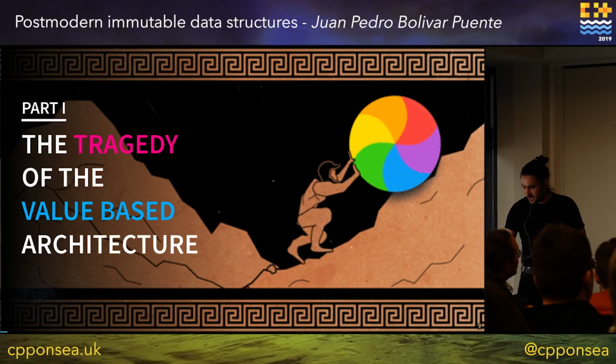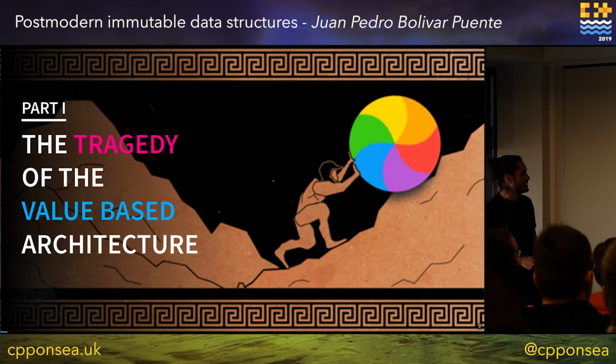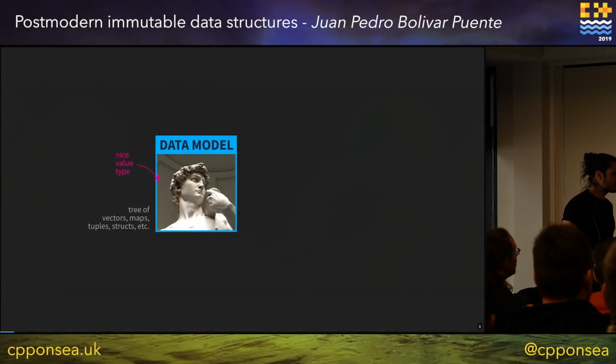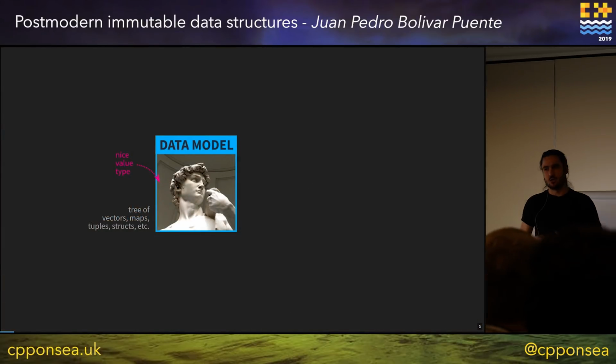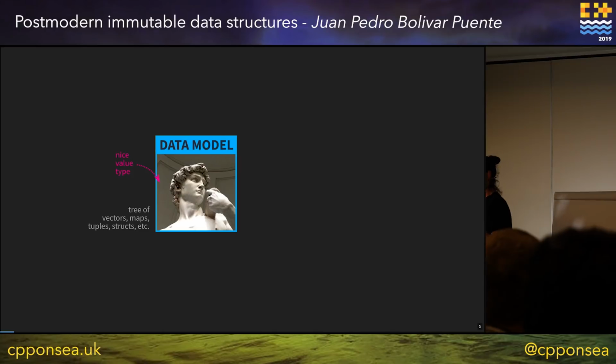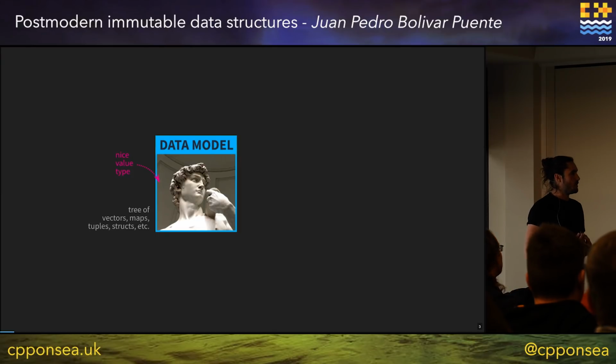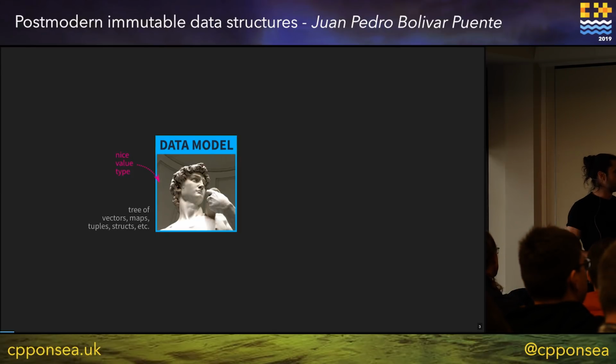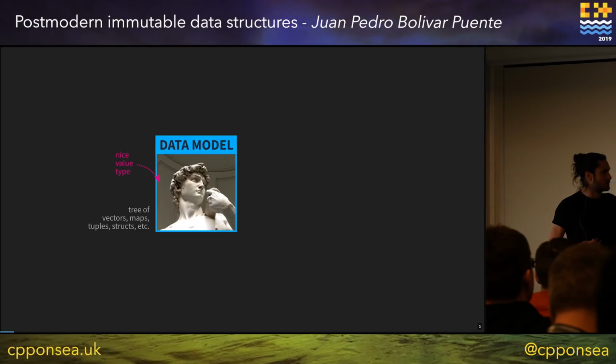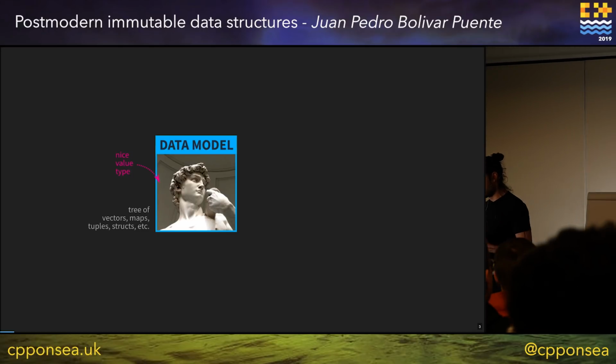So that's why the first part of this talk is called the tragedy of the value-based architecture. If we want to have a value-based architecture, we start by modeling the data model. Let's say we're writing an interactive application for desktop using value types. So these are nice value types, which are a tree of vectors, maps, tuples, and structs.